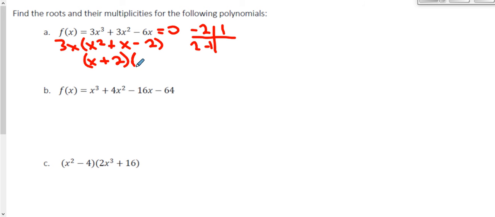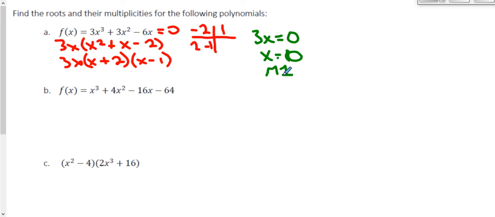Now my job is to set each one of these equal to 0 one at a time. So if I have 3x equals 0, my x value is just going to be 0 divided by 3, which is 0. So that's x equals 0, and it has a multiplicity of just 1, because it's the only x in this equation all by itself.